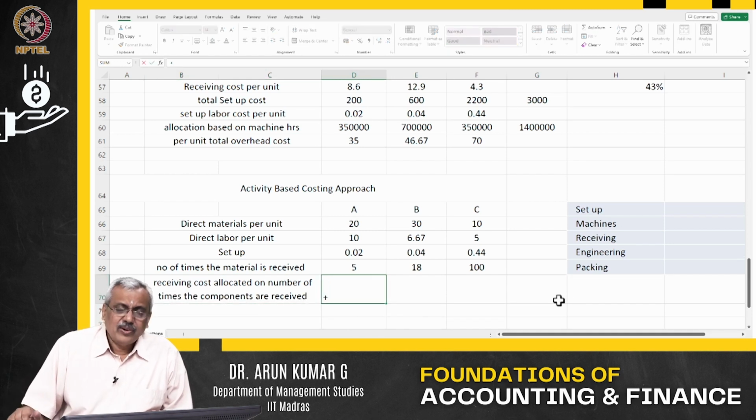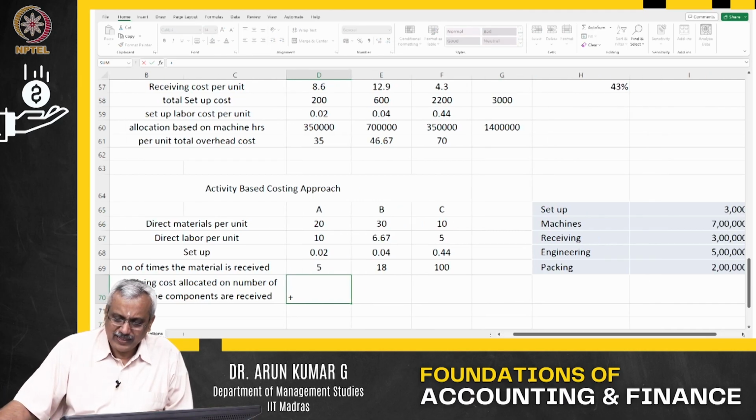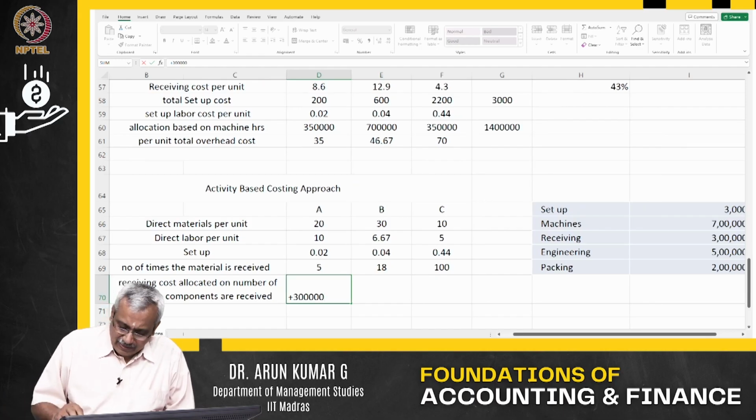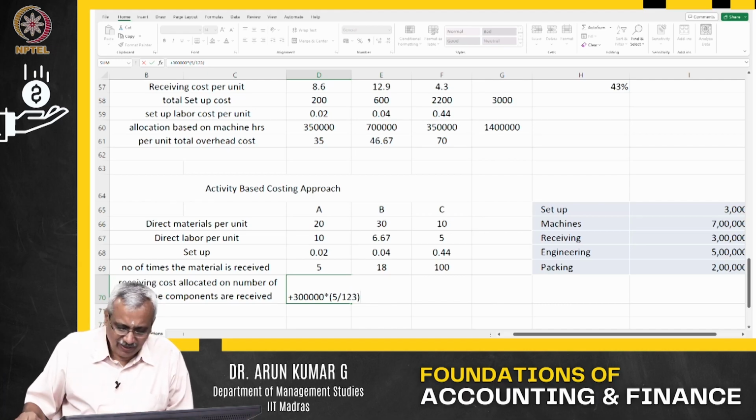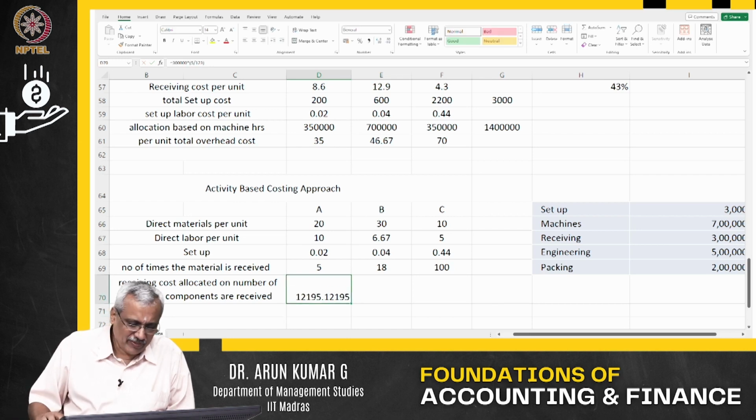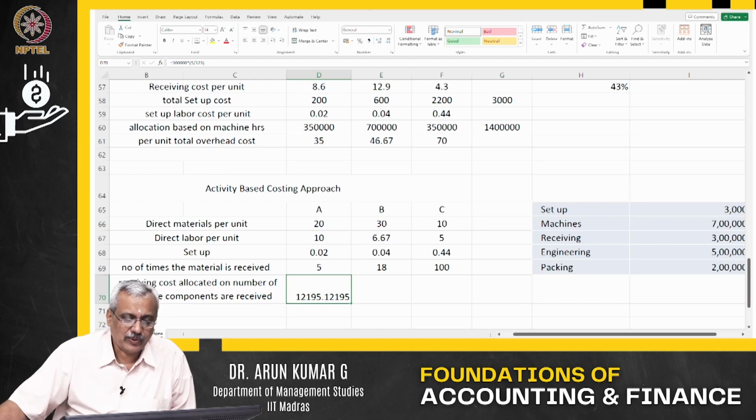So what happens? For A, the cost here is 300,000. So 300,000 into 5 divided by 123. Why 123? 118 plus 5: 100 plus 18 is 118, 118 plus 5 is 123. That is all we are talking about. So my receiving cost allocated for the components received is 12,195. I am just going to eliminate all the decimals here.